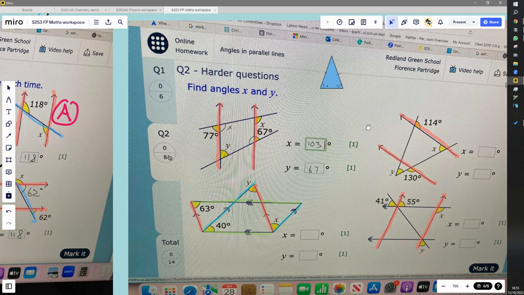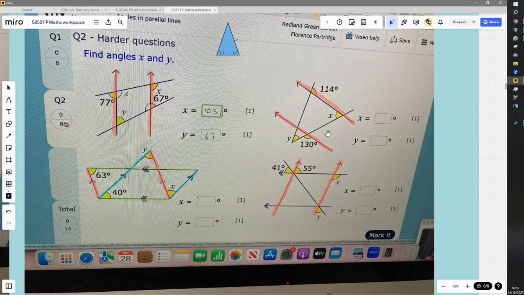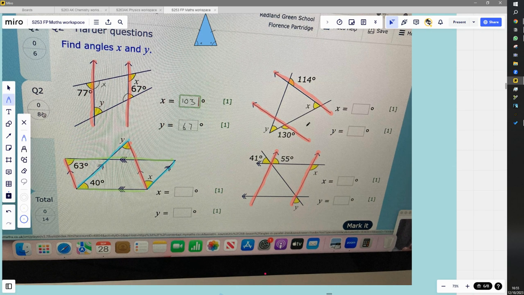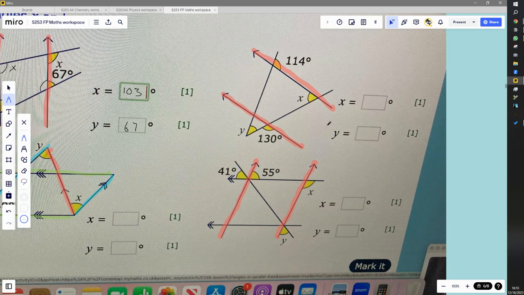I may not have time to do all these questions, but let's have a look at the next one. Again, pause it if you want to give it a go yourself. So let's see, we've got these two parallel. So that means that x can also be over here because they're alternate angles. Therefore, x is 180 minus 130, so 50 degrees.